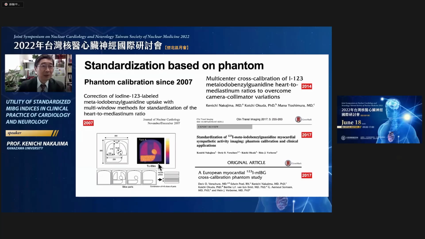So the phantom calibration phantom was made in 2007. This point was explained in the previous session, so you have seen it. And the multi-center cross calibration was tested in 2014, and later in 2017, the European myocardial MIBG cross calibration phantom study was added. And now we may be able to add experiences in Taiwan.